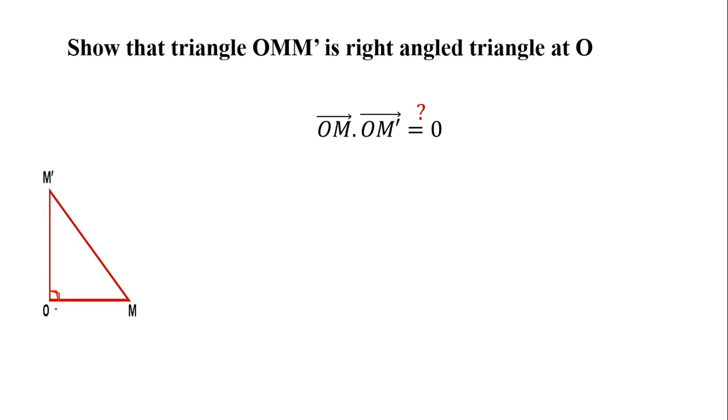How to show that these two vectors are orthogonal? Let's determine the components of vector OM, then the vector OM prime, and find their dot product. If their dot product is equal to 0, this implies that the two lines are orthogonal to each other, and in this case we can say that the triangle OM prime is a right angled triangle. So let's begin. The affix of the point M is given by 1 plus i, so we can say that the image of the point M is (1, 1).